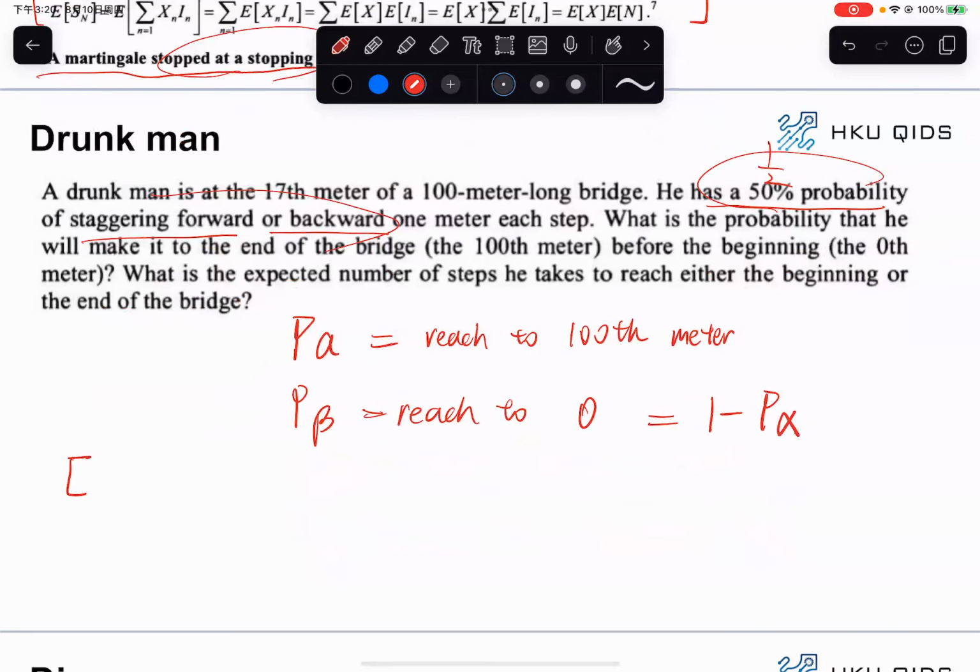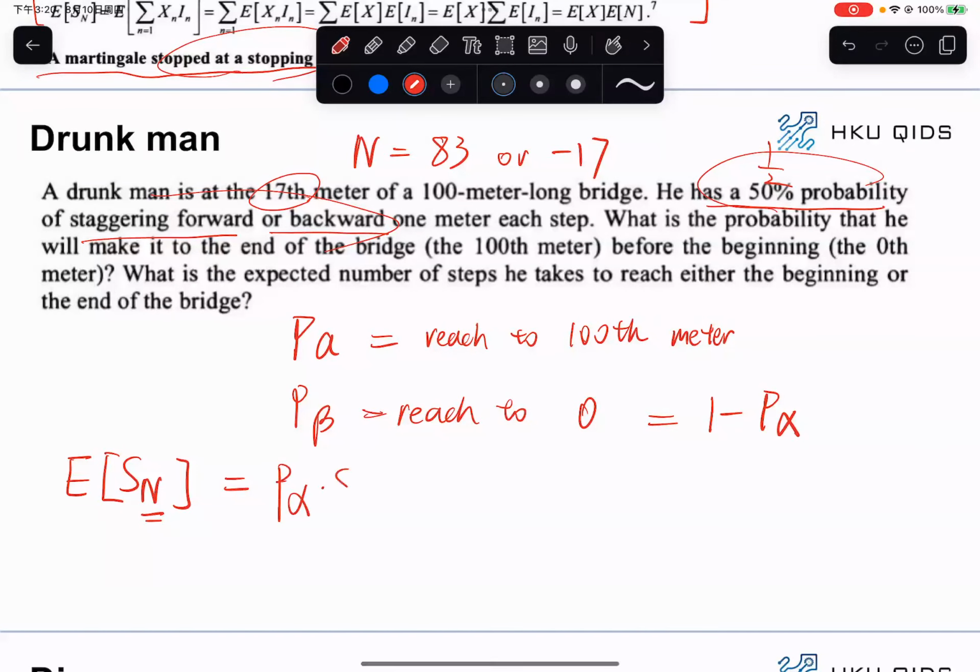So we have the expected value of Sn, where N is a stopping rule, which in this case, because we start at 17, the walk stops at 83 or -17, right? And then expected Sn is going to be probability alpha multiplied by 83 minus 1 minus probability alpha multiplied by 17, because this is a -17.